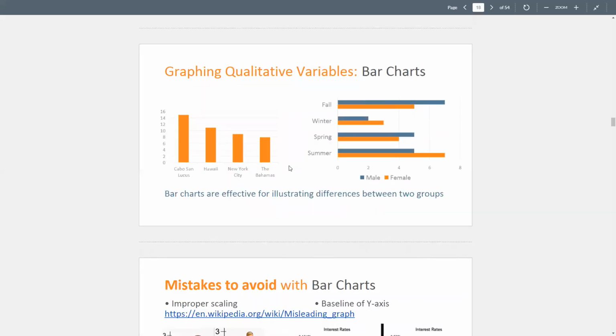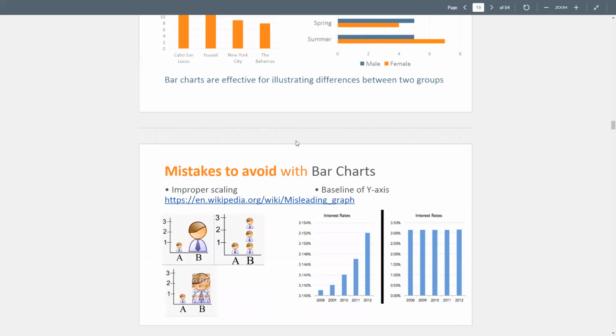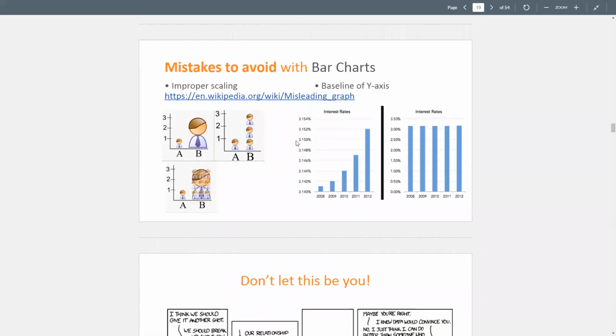Bar charts are also really good at comparing differences between 2 groups. So for males and females, we can stack the bars on top of each other. It's a great way to compare them. You might also hear these called column charts versus bar charts, but I'm just going to refer to them both as bar charts.